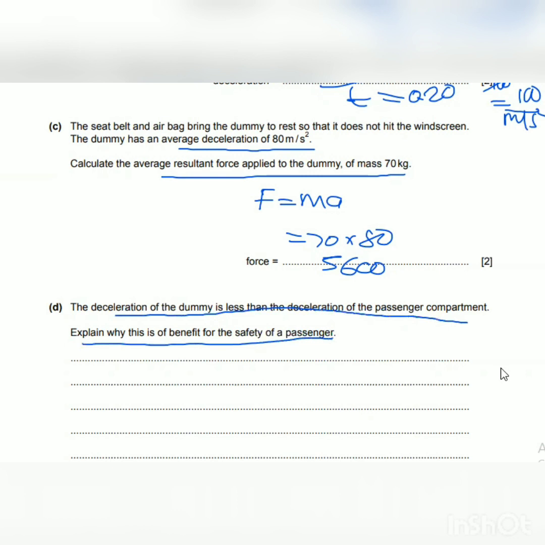Now he says the deceleration of the dummy is less than the deceleration of the passenger compartment. Explain why this is. Can you tell me why the deceleration of the dummy is less than the passenger? The deceleration of the passenger is 100. The deceleration of the dummy is 80. Can you tell me why this is less than that? First, tell me why it is less, and then tell me how does this help.